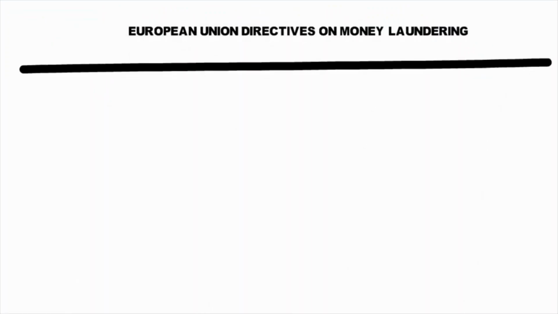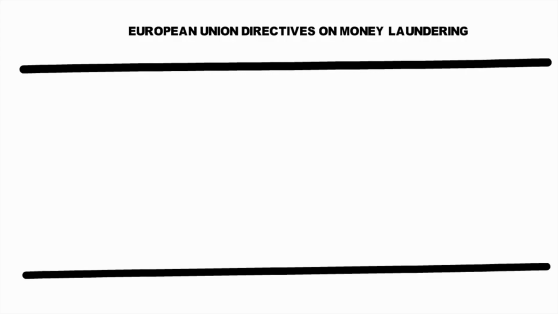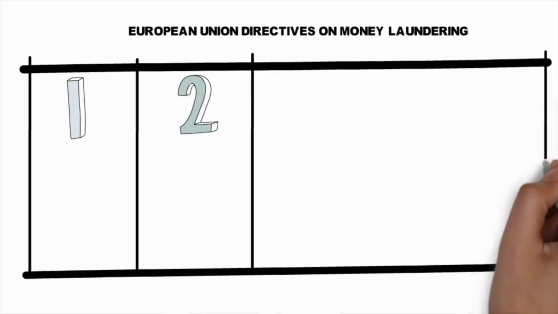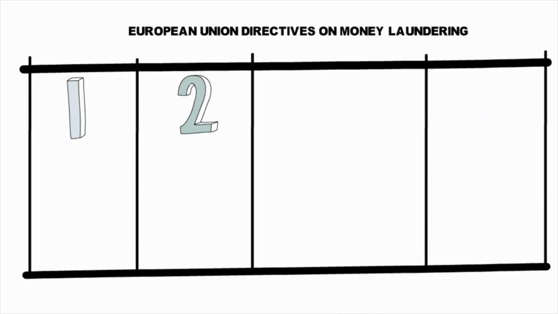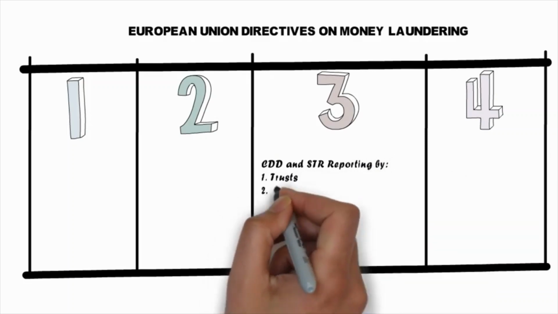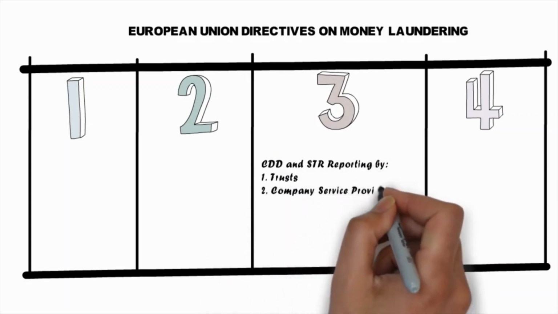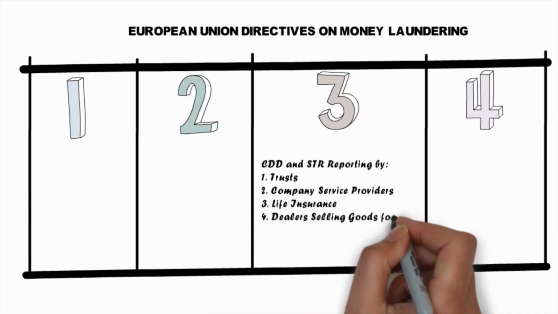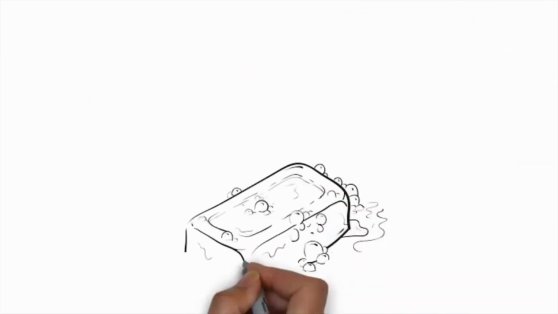Now we will talk about European Union directives on money laundering. There are four directives altogether. You have to focus on major requirements that each directive introduces because CAMS exam will focus on that. For example, the third directive extended the requirement of CDD and STR reporting to trusts, company service providers, life insurance, and dealers selling goods for cash, which was not applied previously. Moreover, most of you already know that European Union directives are enforceable to all European Union states.